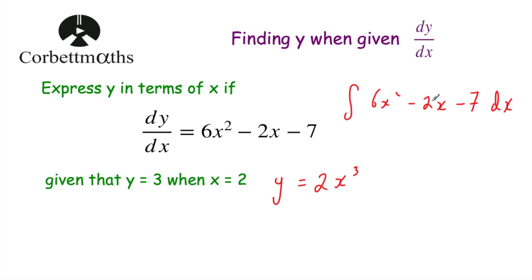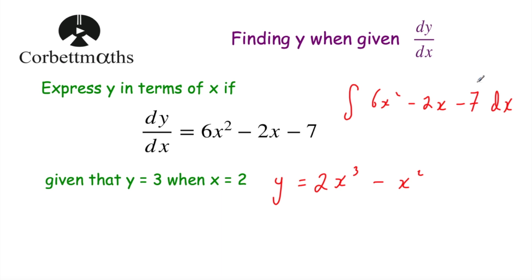Now let's integrate the next term. We've got minus 2x. If we increase the power of x by 1, it was 1, so it'll be x squared. We're now going to divide the coefficient by the new power. The coefficient was minus 2. Minus 2 divided by 2 would be minus 1. I'm not going to write minus 1x squared, I'm just going to write minus x squared.